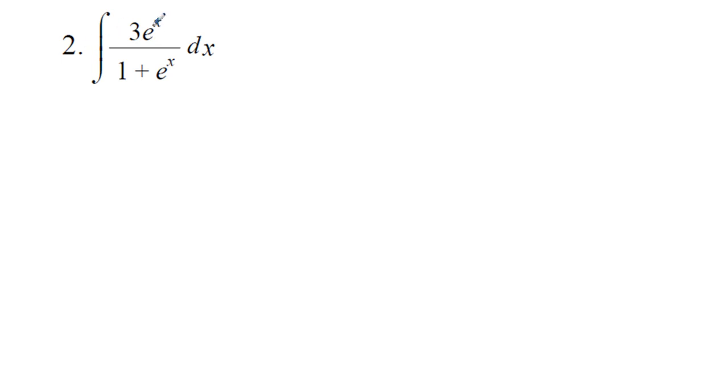We have the integral of 3 e to the x power divided by 1 plus e to the x. What we should see is we do not have a single common denominator we can work with. So we're going to use a u substitution. Let u equal 1 plus e to the power of x. Taking the derivative of both sides, we get du is equal to e to the power of x dx. So if we solve for dx, we get dx is equal to du over e to the x power.